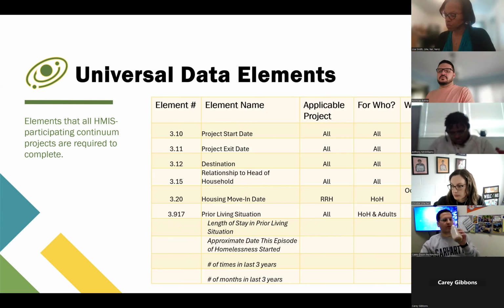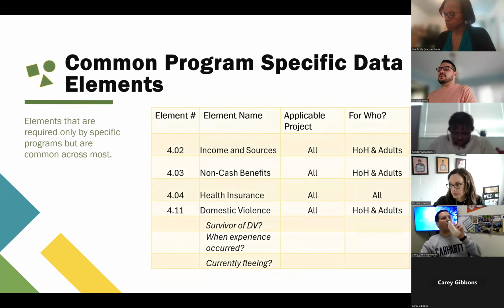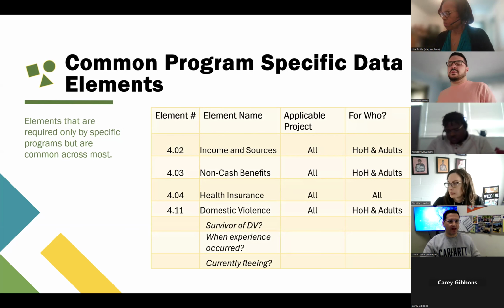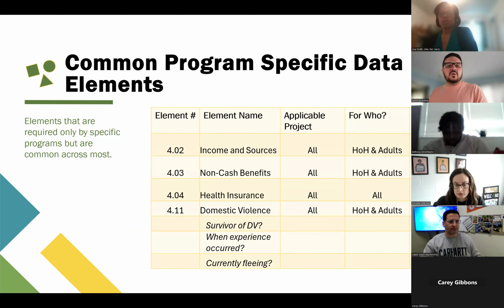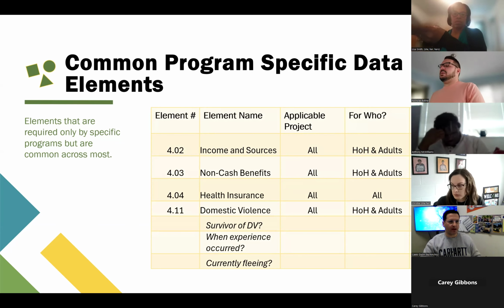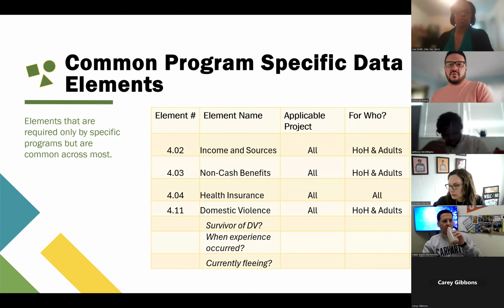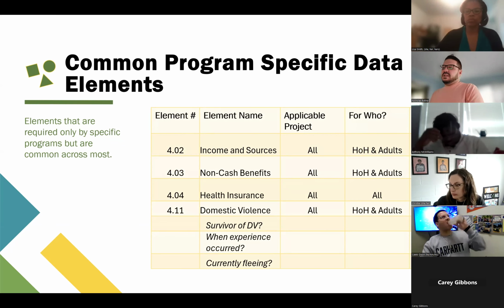All right. Moving on. So now we're going to get into the common program specific data elements. These are elements that are usually required by a specific program, but they tend to be common across a lot of them. Usually the differences between the programs are funding source based or project type based. But these are required for your YHDP data entry.